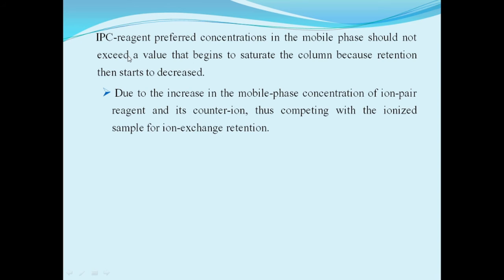Ion pair chromatography reagent preferred concentrations in the mobile phase should not exceed a value that begins to saturate the column, because retention then starts to decrease. This is due to the increase in the mobile phase concentration of ion pair reagent and its counter ion, thus competing with the ionized sample for ion exchange retention.